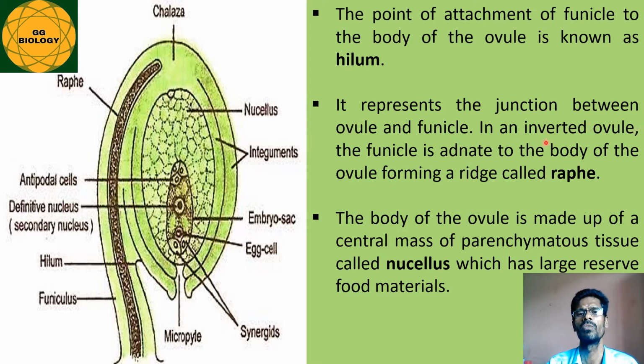And in an inverted ovule, the funicle is adnate to the body of the ovule, forming a ridge called the raphe. The body of the ovule is made up of a central mass of parenchymatous tissue called the nucellus. Inside the ovule, there is a mass of tissue which is nothing but parenchyma cells. These parenchymatous cells found inside the ovule are known as the nucellar tissue, or nucellus, which contains a large reserve of food material, finally supplying the embryo sac.